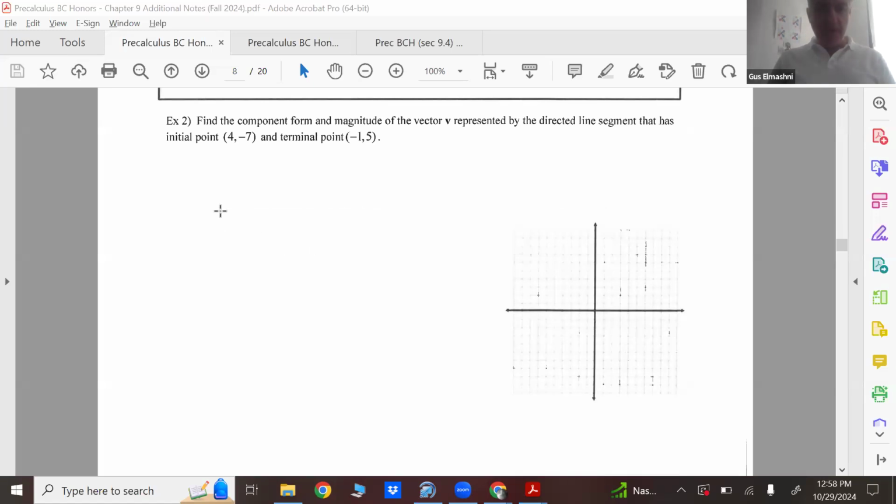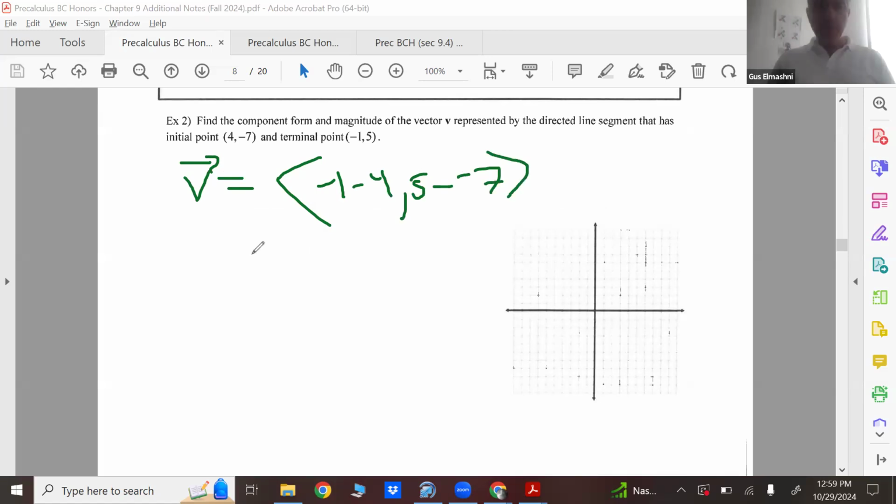All right, anyway, let's find the vector here. So vector v is going to be -1 minus 4, 5 minus -7. Okay. So you get -5, comma 12. If I plot the points, easy to do. I think right there. That's where it starts. Then 1, 5, kind of ballparking it a little bit.